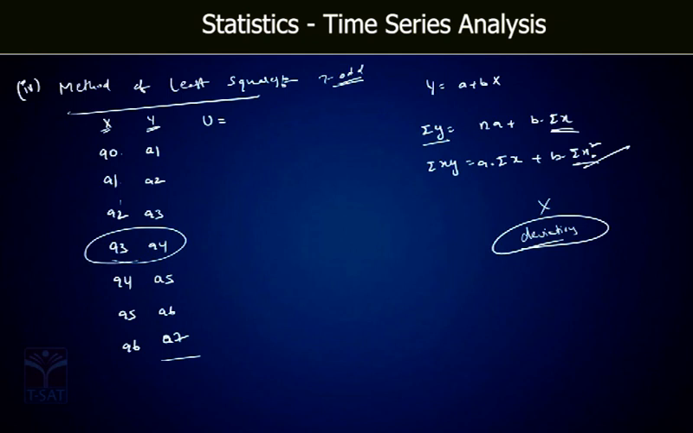1993 is the middle point. I will just write it as x minus 1993.